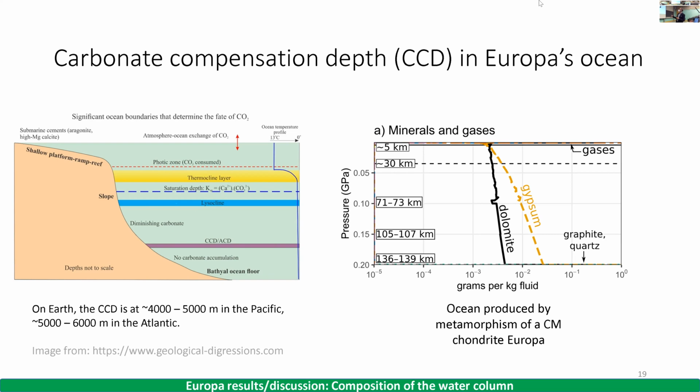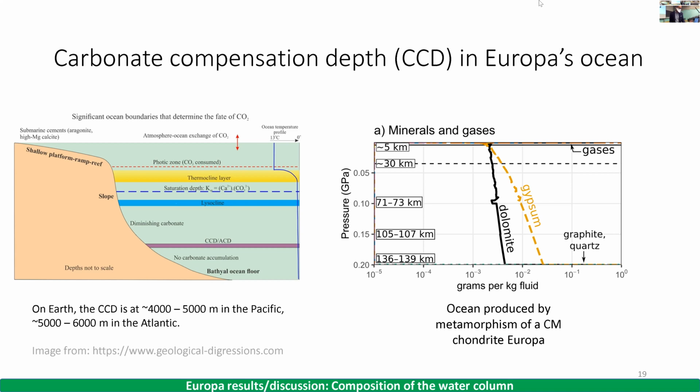But we don't see that in Europa's interior. For Europa's interior, in this particular case, dolomite, a calcium magnesium mineral, appears to be stable throughout the ocean column, but so is gypsum.